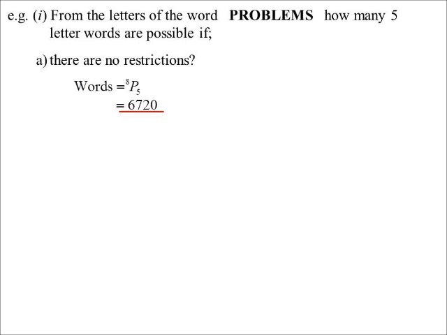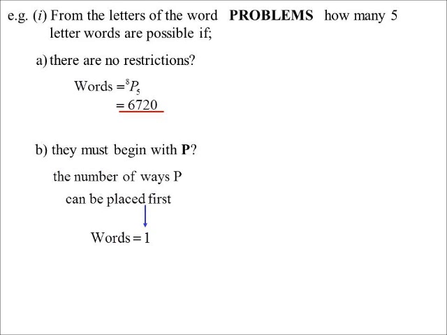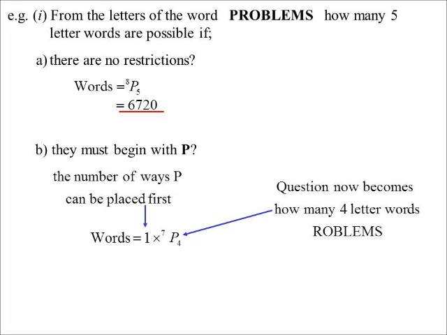Let's put some conditions on it because that's much more fun. The words must begin with P because we like P and we're going to start the word with P. So we look after the condition first. How many ways can we start with the letter P? Well, 1. There's only one way I can do it. So now the question becomes, how many 4-letter words from problems? I've used the P, but I still need another 4 letters to go after it. So from the 7, I'm going to arrange 4 of them. So 7P4, 840.